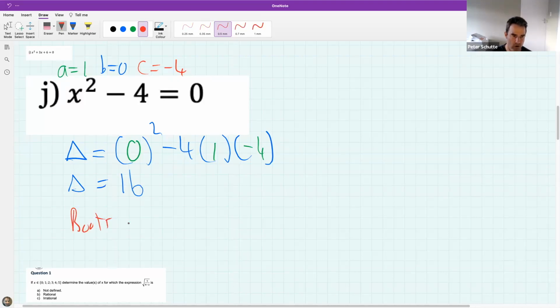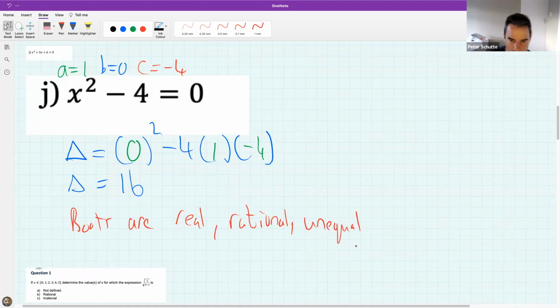The roots are real, they are rational, and they are unequal. So real, rational, and unequal. Because the real part is for delta just being greater than or equal to 0. This part is when you have a perfect square, and this one is when it's greater than 0.